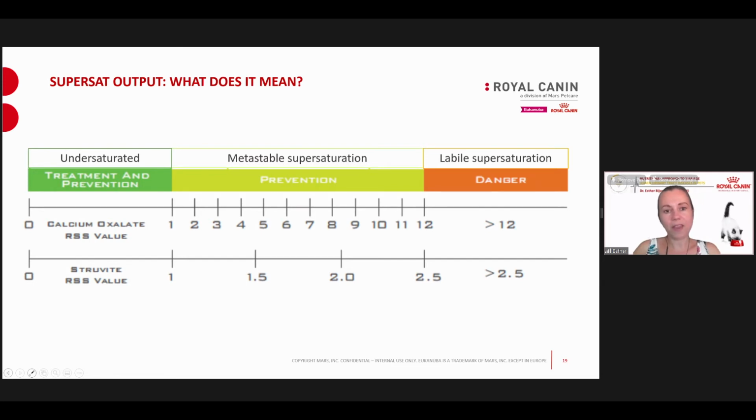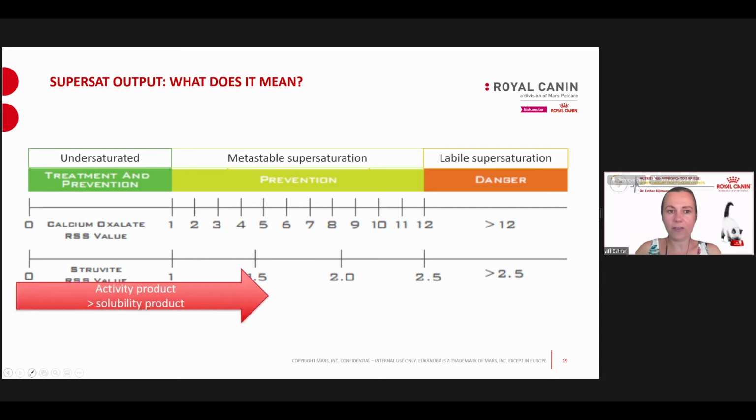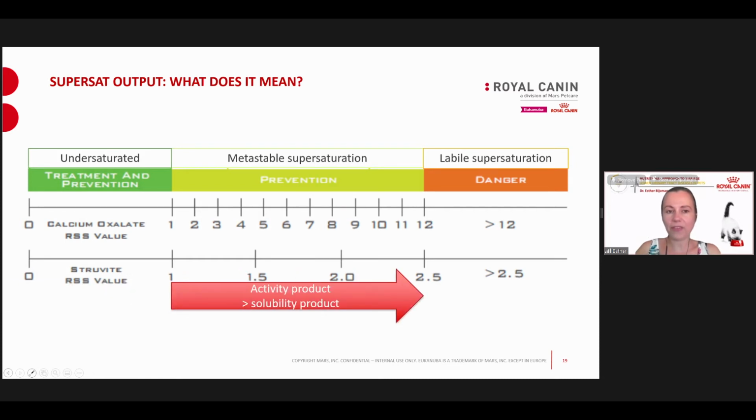And then we can enter the danger zone, labile supersaturation, with the calcium oxalate RSS value over 12 or struvite RSS value over 2.5. In this case, spontaneous crystallization is highly likely to occur. And here I'm giving it away with an arrow as well. So remember, in metastable supersaturation, not much will happen because the activity product is still greater than the solubility product, but is below the formation product. But if other factors are present, then crystallization might occur.